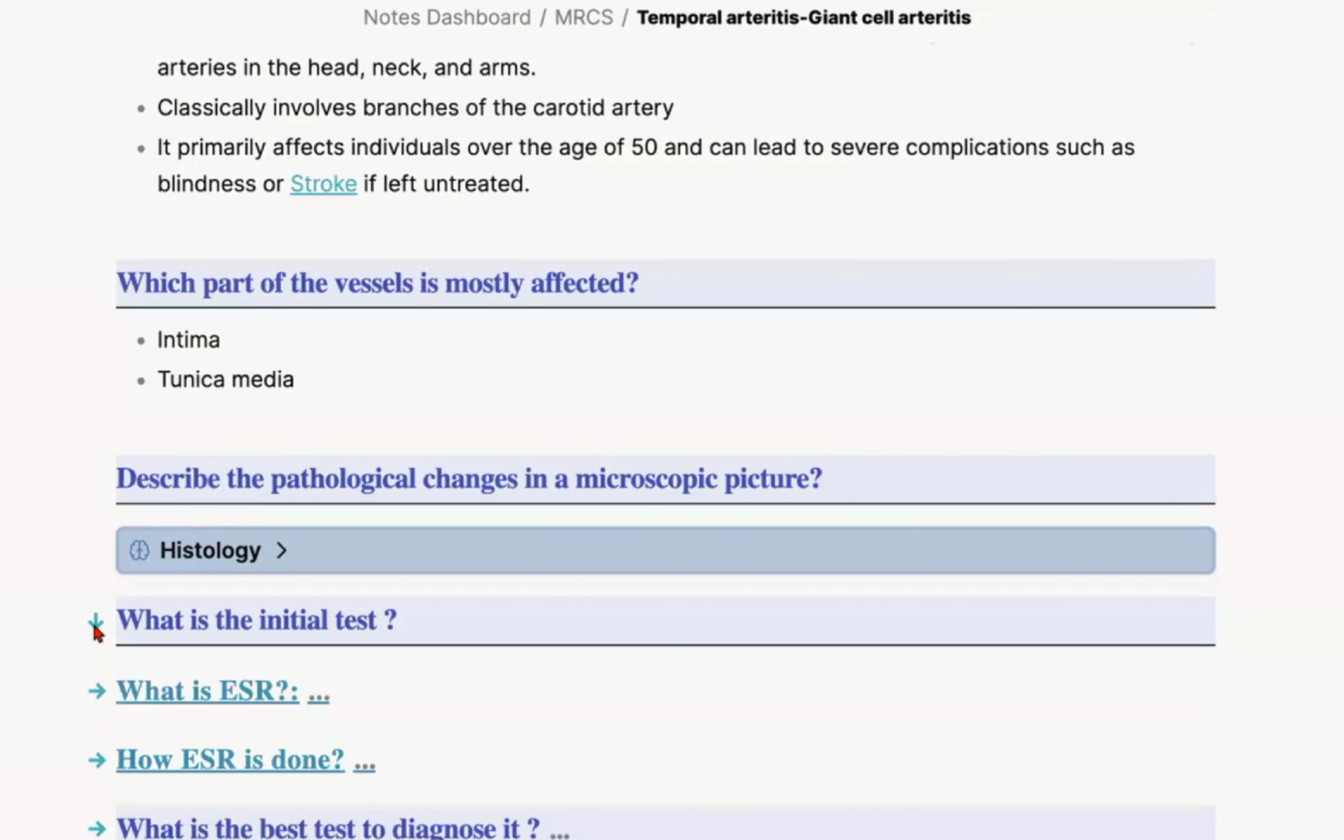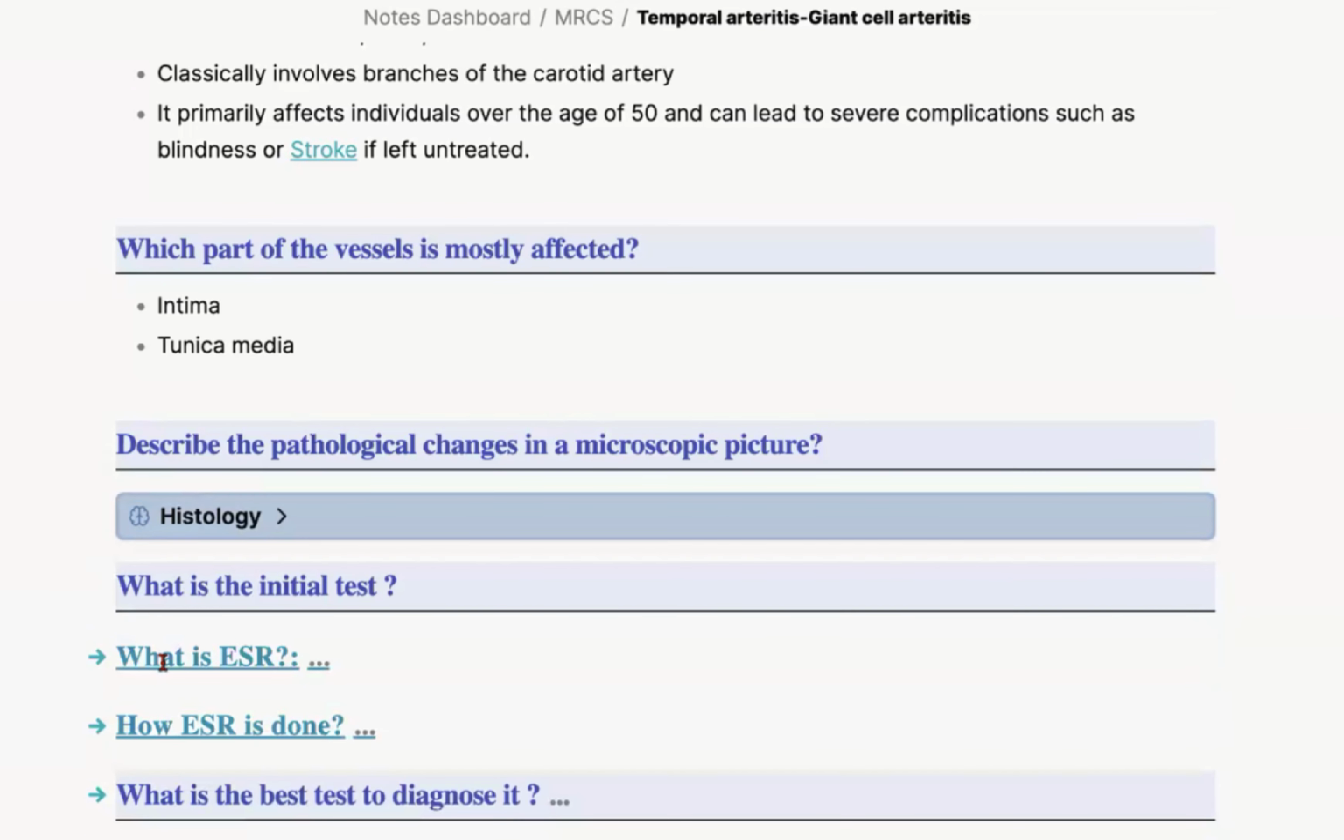It is how fast you take the patient sample and you see how fast the RBCs are able to settle down. And how is it done? So you draw a patient's blood in the Westergren vertical tube, and then you leave it for about 1 hour. And then you measure the vertical distance between the surface of the blood till the sedimented RBCs.